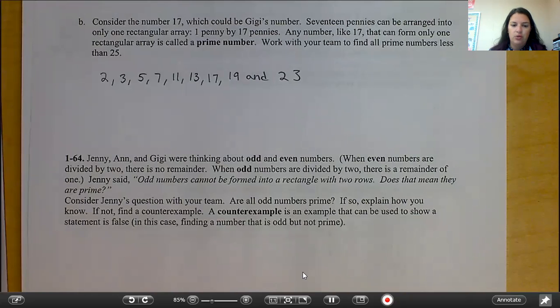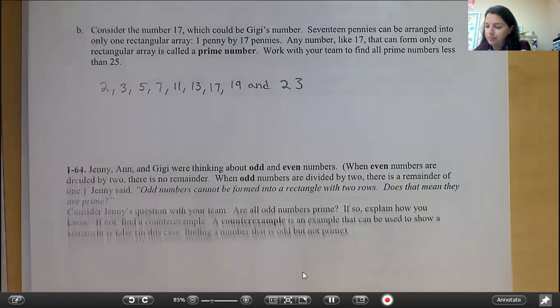Consider Jenny's question with your team. Are all odd numbers prime? If so, explain how you know. If not, find a counterexample. A counterexample is an example that can be used to show a statement is false. In this case, finding a number that is odd but not prime. So go ahead and work on 164.